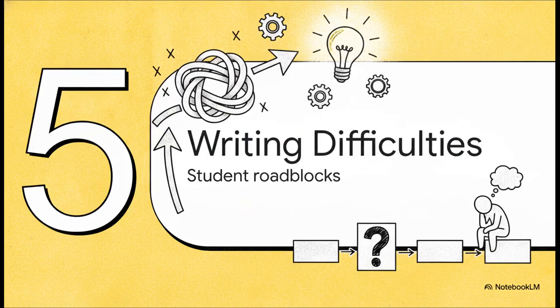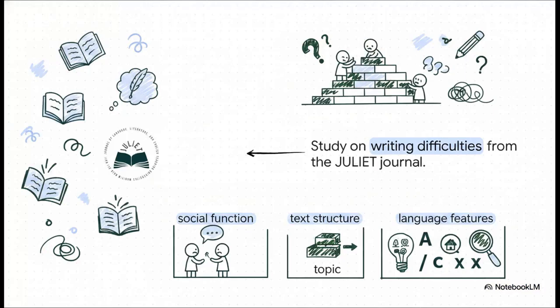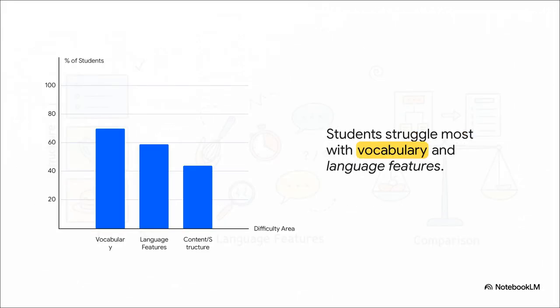Which brings us to our final part, Section 5, overcoming writing difficulties. Now, even though this blueprint seems pretty straightforward, students actually really struggle to write them. There's this fascinating study from the Juliet Journal, that's the Journal of Language, Literature, and English Teaching, that analyzed 9th grade students to find out exactly where they hit roadblocks when writing procedure texts. The researchers looked at social function, text structure, topic, and language features. And the data they uncovered is honestly kind of striking.